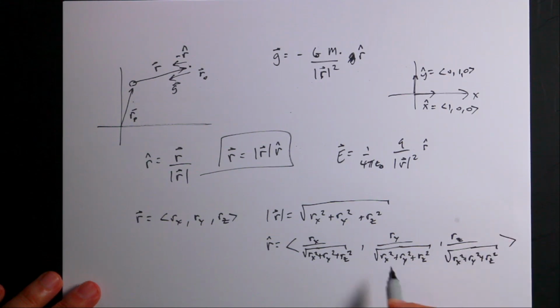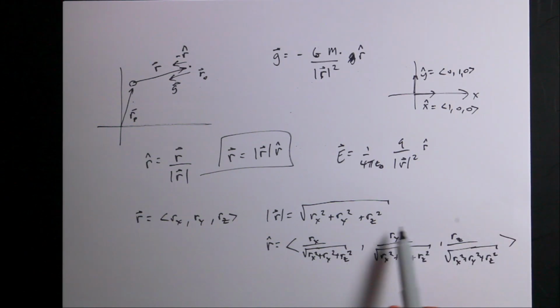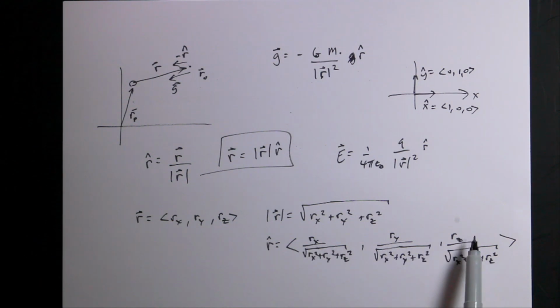But you'll notice that if I then go back and find the magnitude of this, every component is going to have this thing squared in it, and it's going to have that squared on the top, so it's going to give me a magnitude of 1. That's what we want.